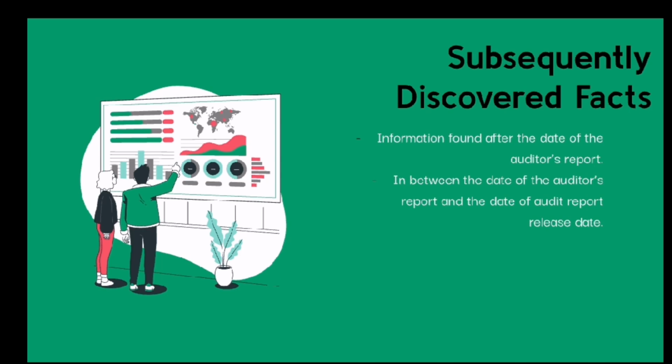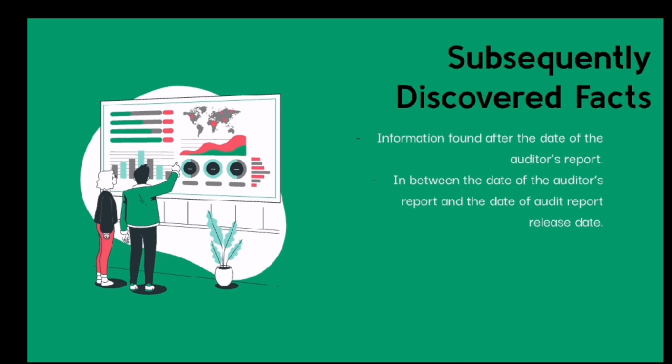Before answering the case study, we start off with what are subsequently discovered facts. To put it simply, these are information that the auditor discovers after the date of the auditor's report. The auditor's response to circumstances like these depends on when the auditor found out about it. If the subsequently discovered fact was found after the date of the auditor's report but before the audit report release date, this may still be revised prior to the issuance.